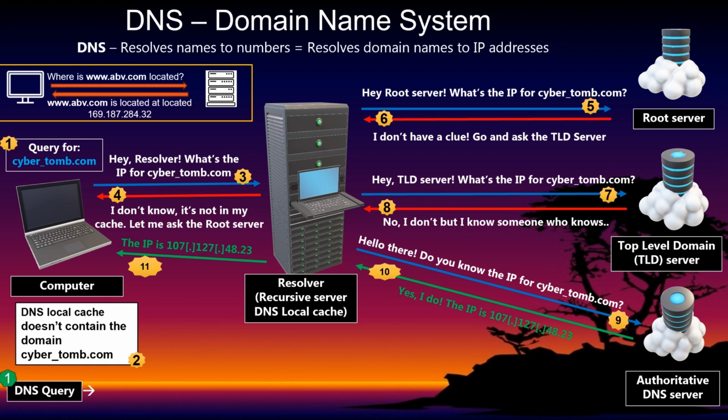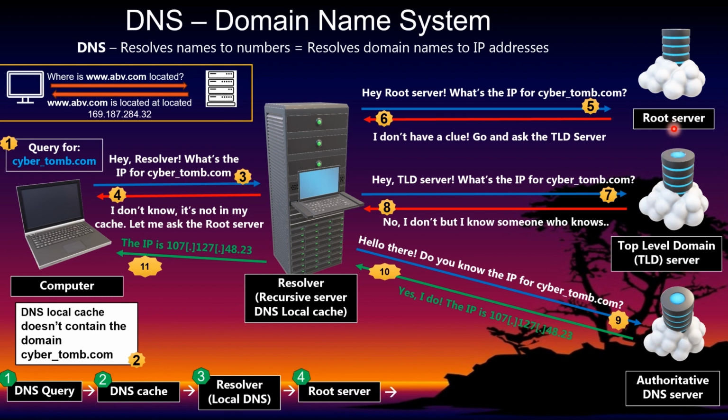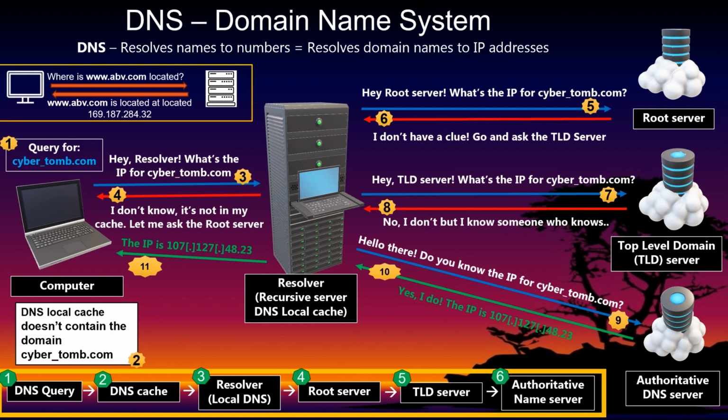So let's just recap all of this. Performing a DNS query, first goes to the DNS cache, after that to the resolver, which is the local DNS, after that to the root server, the TLD server, and the authoritative server. Of course, it will go to the authoritative server if none of the previous servers know it or it's not cached in our local cache, like the IP address. So if no one knows the IP address, it will go to the last one. But that's how the DNS works.